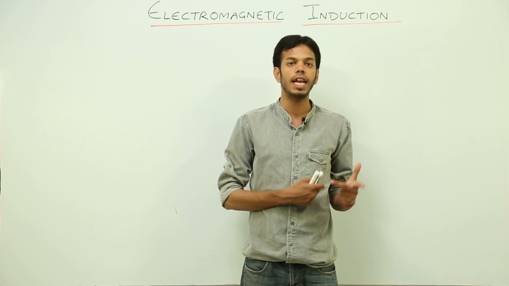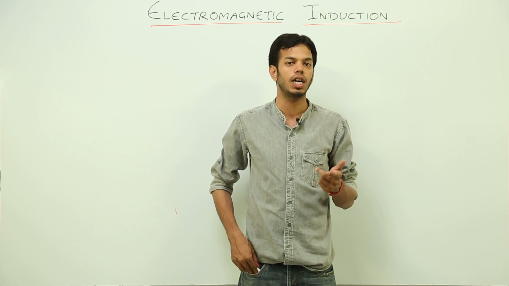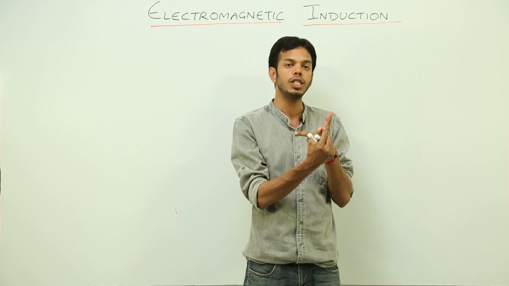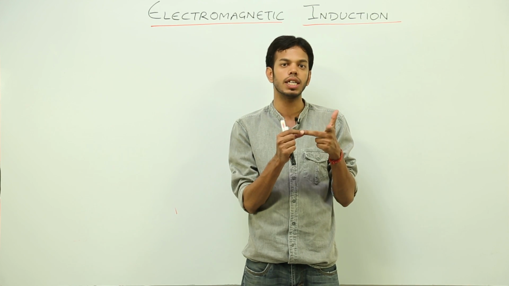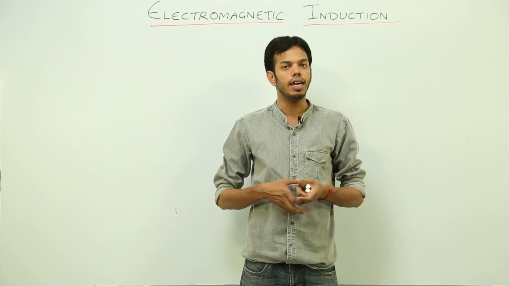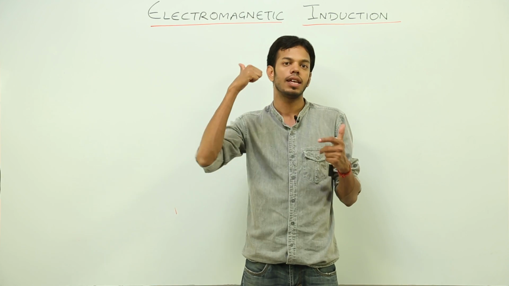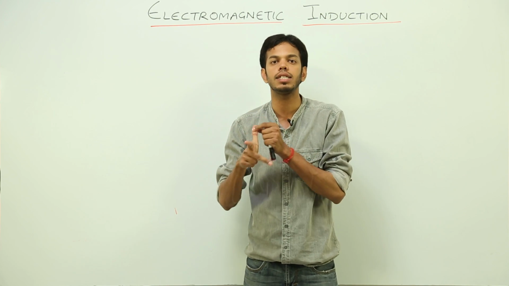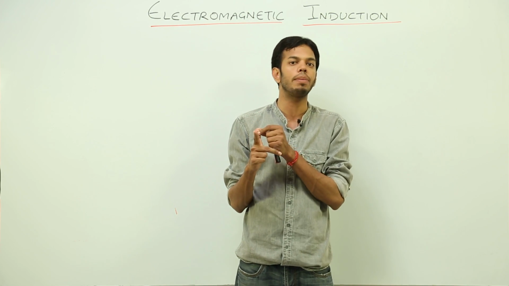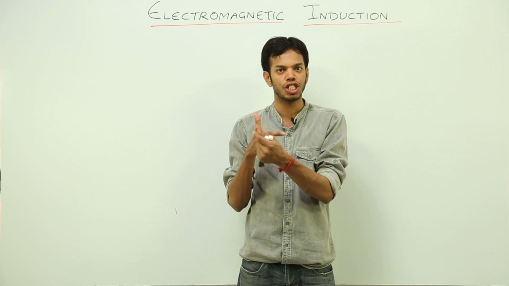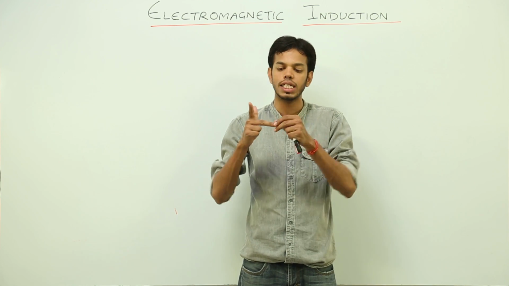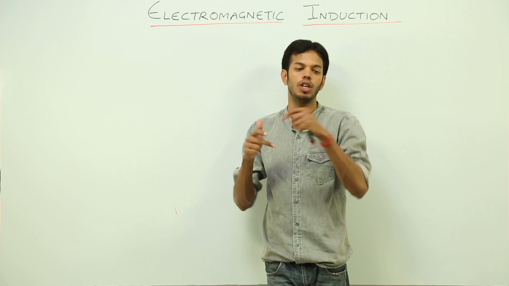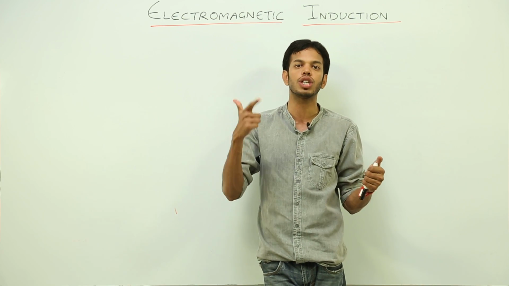What was Fleming's left hand rule for magnetic field, force and the direction of charge? That was force, field, current. The thumb represents force, the first finger is magnetic field, and the middle finger is the direction of flow of charge, that is current. Here the only thing changing is this is motion, field, current. What is this? Motion, that is the way the loop is moving in the magnetic field, then the magnetic field direction, and then current, the direction of flow of current. So this will give you the direction of induced EMF or induced current. The only difference is this is force, field, current and this is motion, field, current.